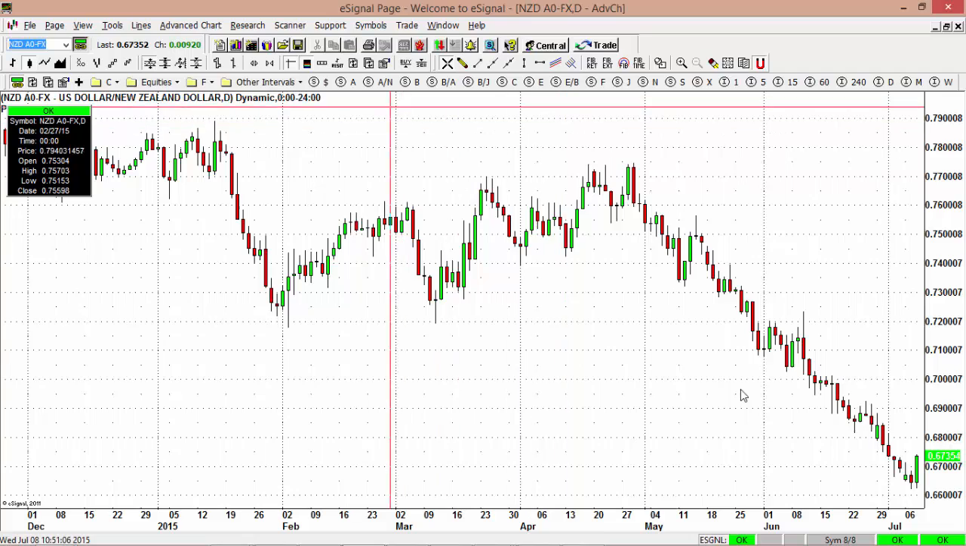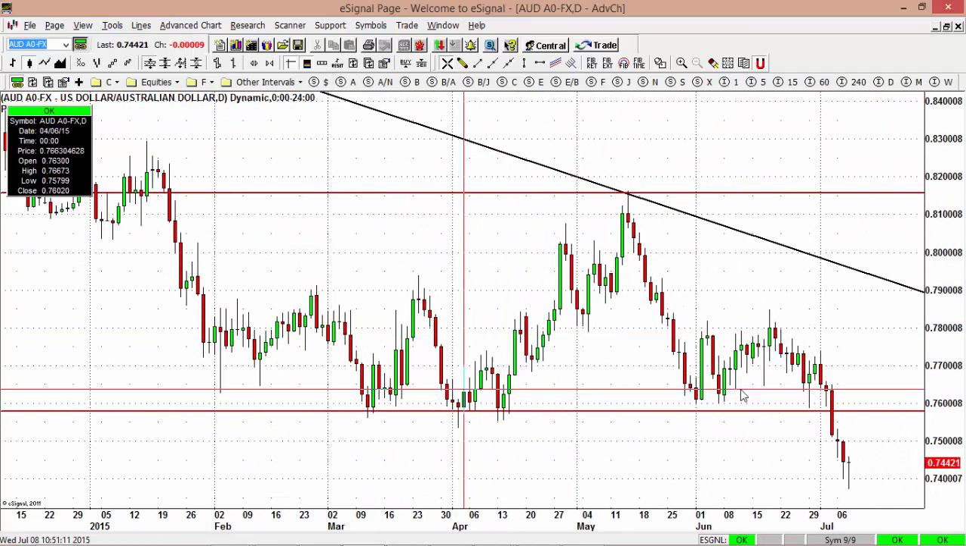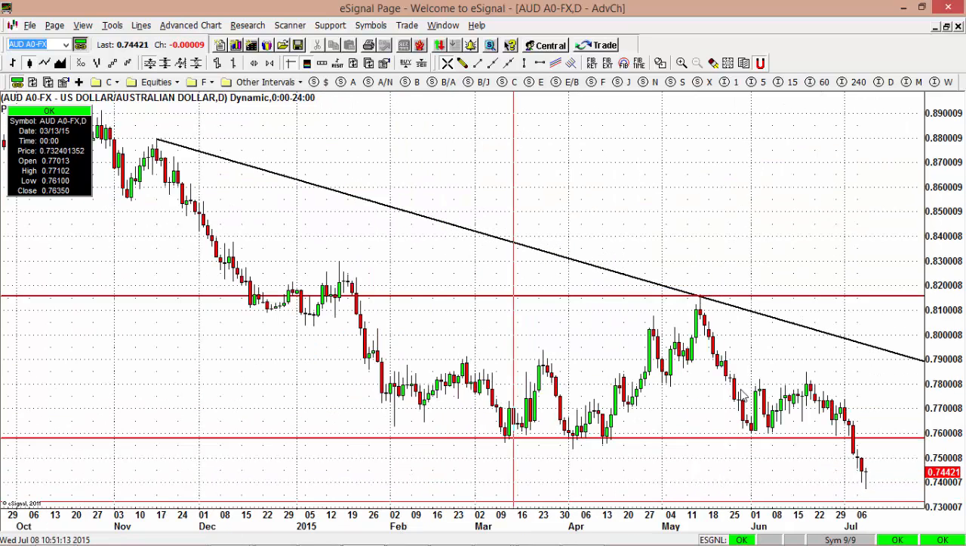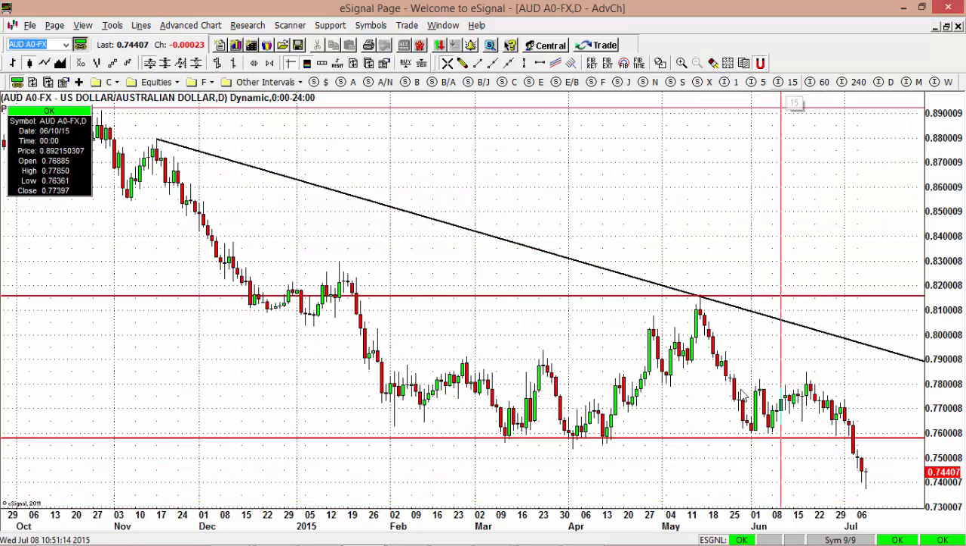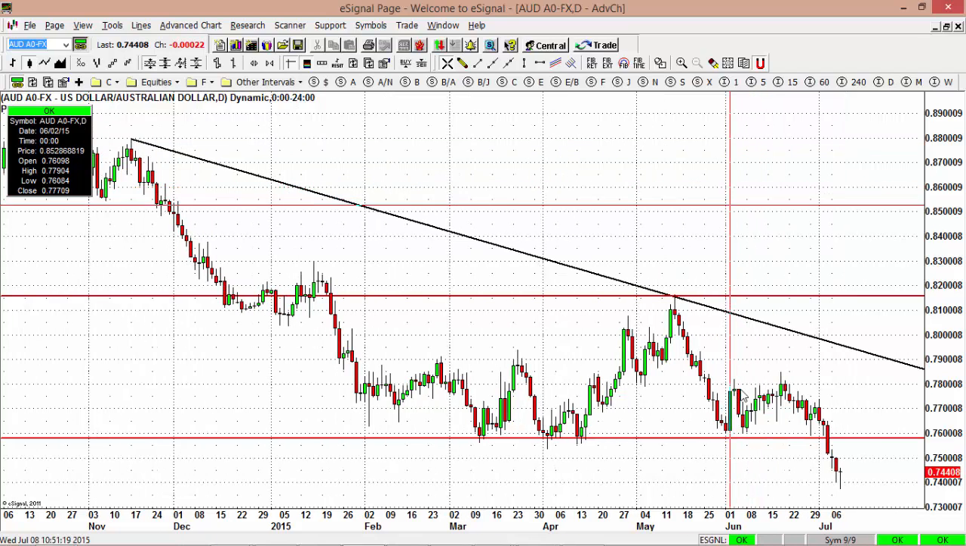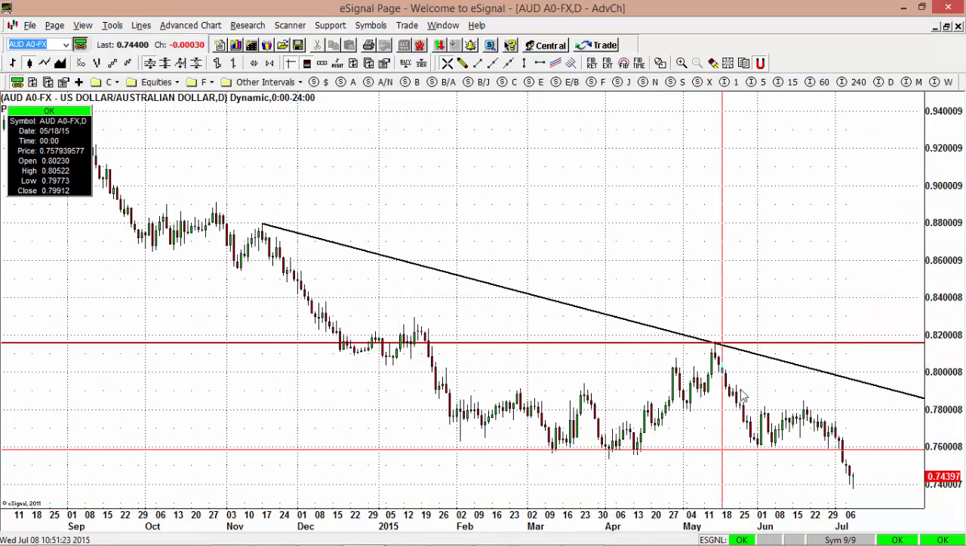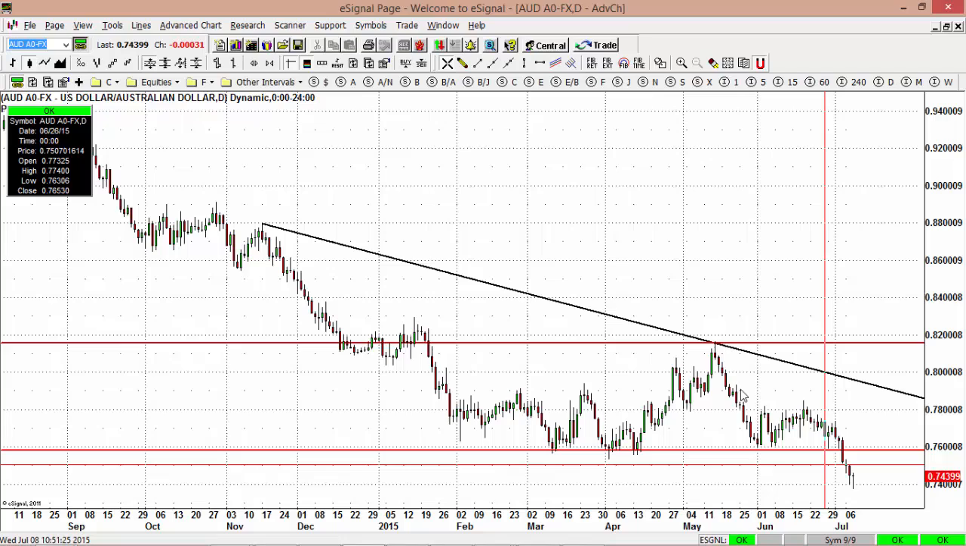Okay, another market of interest is the Australian dollar. The Australian dollar was down on the day but has recovered slightly and it's now unchanged. We see that we broke out of this consolidation pattern, and it's definitely in the realm of possibility for the market to retest the area of breakdown, which is around the 76 level.